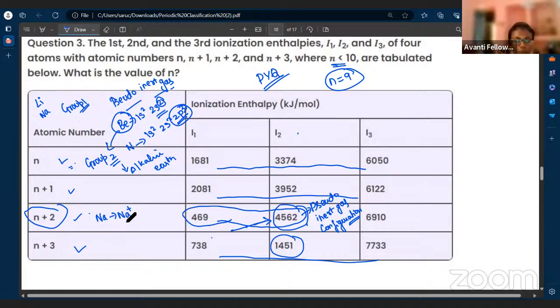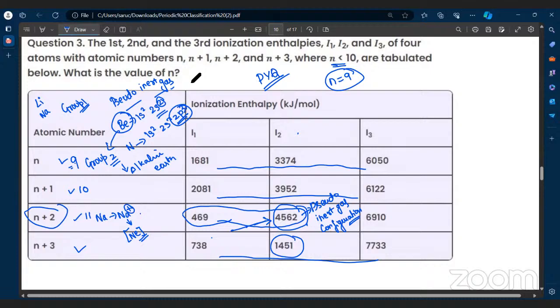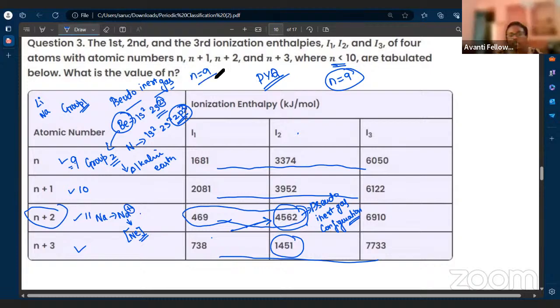So the outermost configuration for Na plus is going to be the neon configuration. You have the pseudo inert gas configuration. So removing an electron from this is going to be harder. So N plus 2 is 11. It means N plus 1 should be 10. N value should be 9. So what will be the value of N? N is going to be 9.